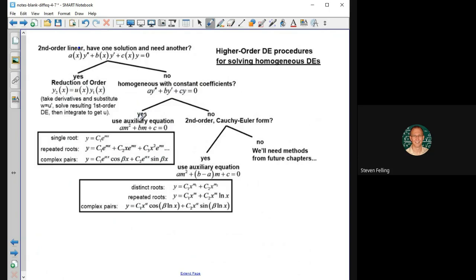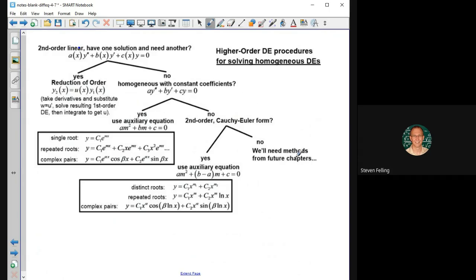Okay, if we don't have constant coefficients, then you can try the Cauchy-Euler form. Look to see if it's in Cauchy-Euler form. If it is, where the x squared matches the double prime and x matches the prime term and so on, then you can use the alternate auxiliary equation for Cauchy-Euler and use the alternate version of roots here, right? Or you can use method 2, but I'm just going to put this one on here. Now, if none of those methods work, then we're going to need something from future chapters. We're going to continue to learn more things that work for the cases that we haven't covered yet.